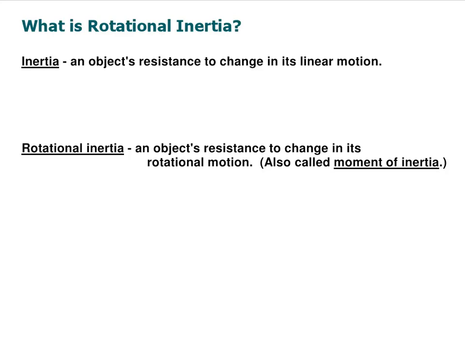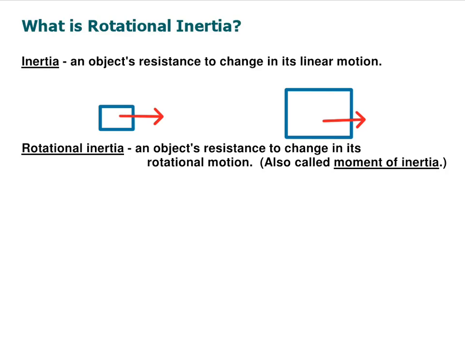Now, going back to Unit 3 when we were talking about Newton's laws, we defined this word inertia as an object's resistance to change in its motion. And since we were talking about motion along a straight line, we could call it linear motion. Now, what we remember is that inertia depends on an object's mass.